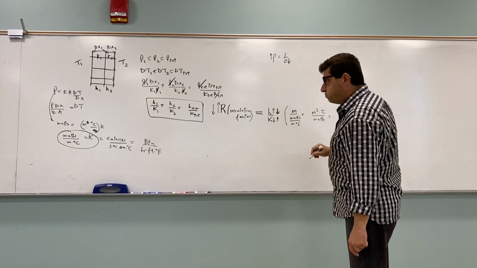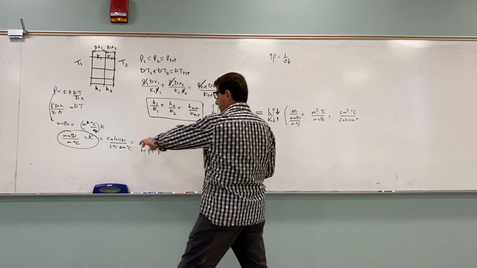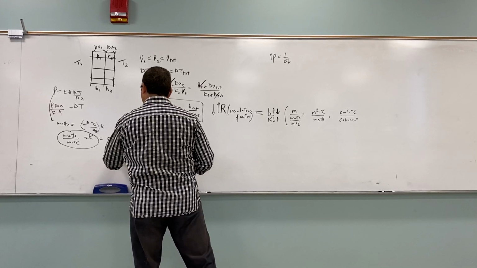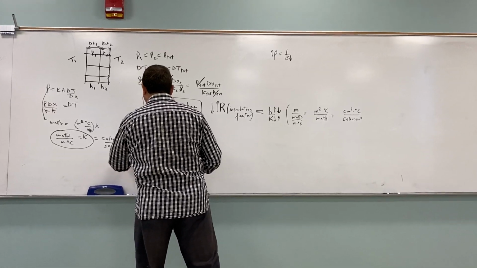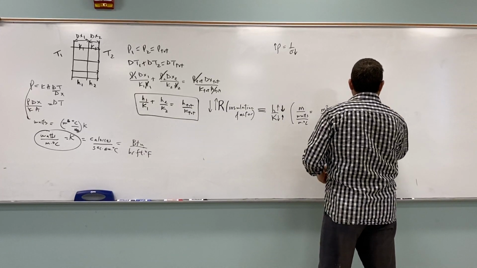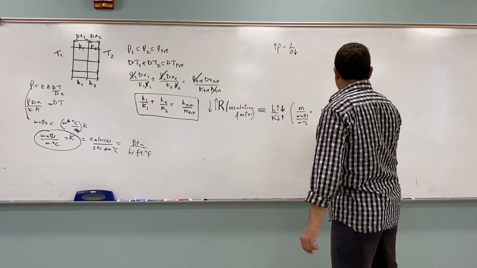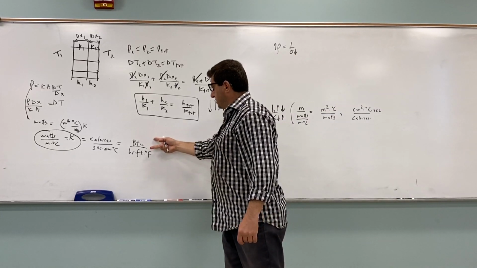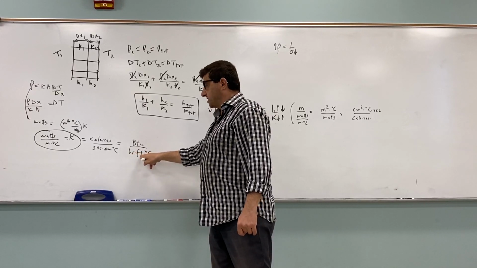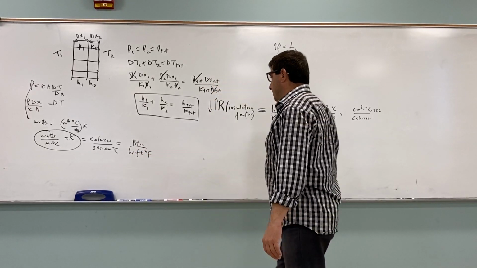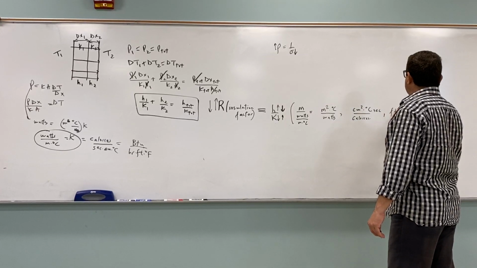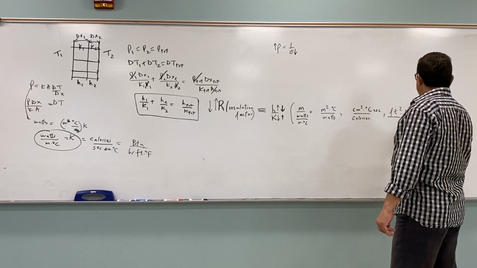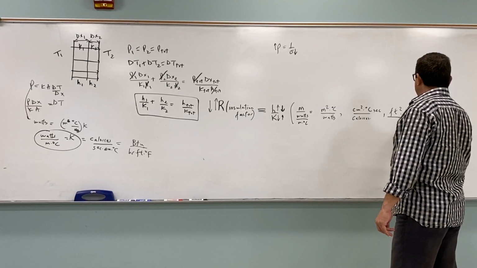I'm taking this one and then reciprocating that. So, no, it's going to be centimeter squared seconds times Celsius over calories, that's it. So take this, reciprocate it, and add another extra unit of thickness to it. So feet squared times hour times Fahrenheit over British thermal units.